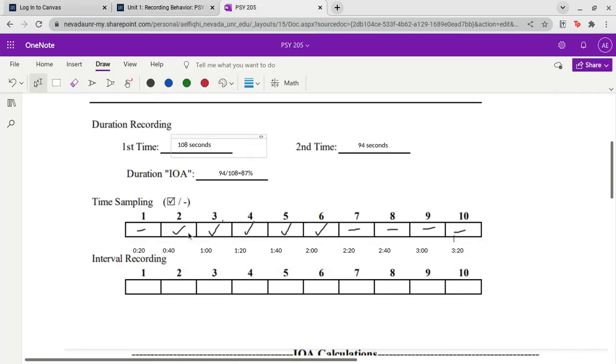We're only doing partial interval. So that can mean it occurs at the very beginning, at the very end, in the middle, for a little bit of time, for most of the time. It doesn't really matter as long as we saw the behavior occurring at any point.